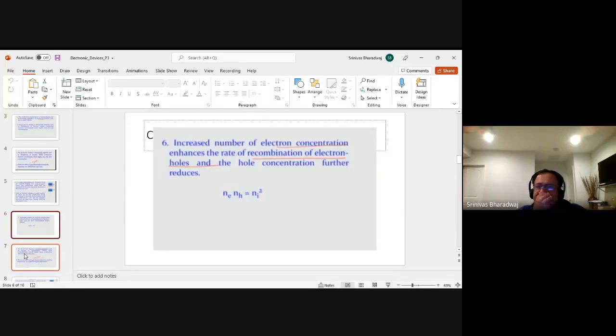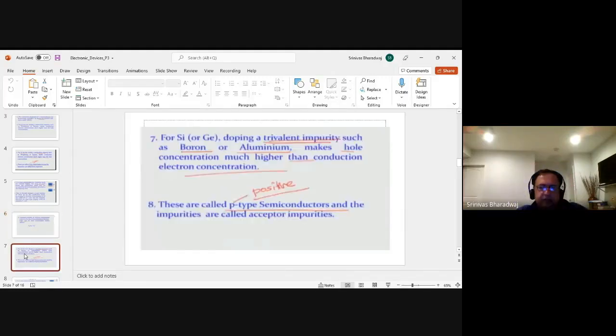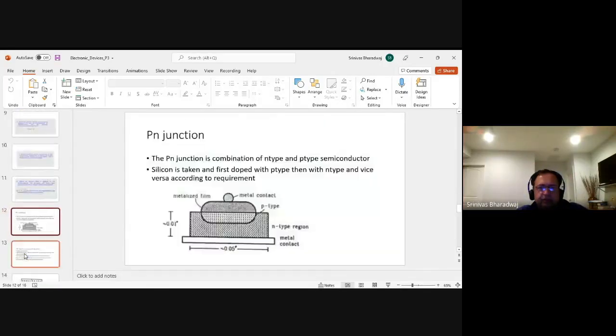Now, the increased electron concentration enhances the rate of recombination. So what is recombination? You have a p-type and an n-type, layered like this. I think I showed you a picture of this. This is called a p-n junction. You have an n-type on the substrate, and on top of that, you dope it with a p-type.